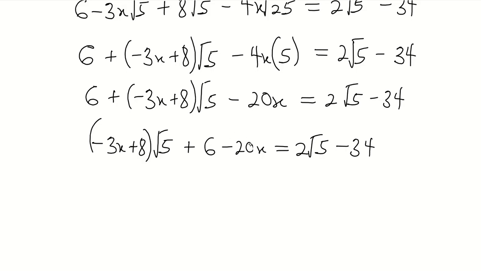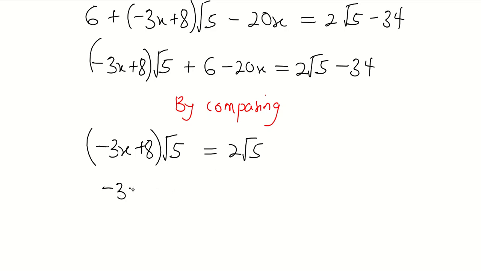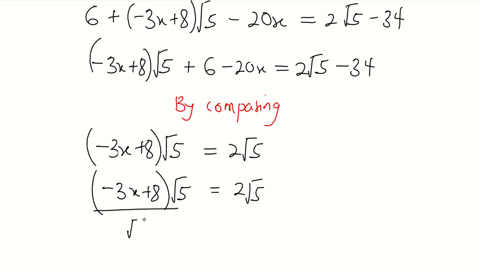Now by comparing, you can see that minus 3x plus 8 square root of 5 is equal to 2 square root of 5. Now to find the value of x, we are going to divide both sides of the equation by the coefficient of x. First, by dividing both sides of the equation by square root of 5, and that will help us to get the value of x so easily.